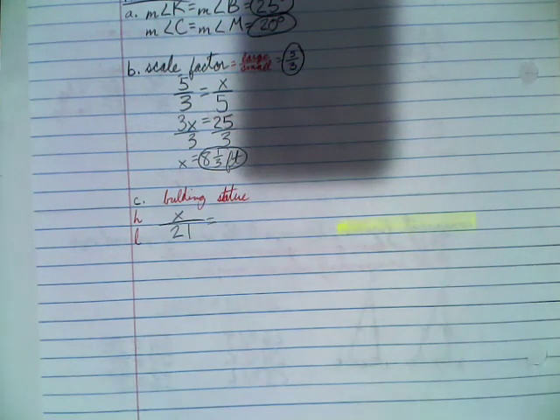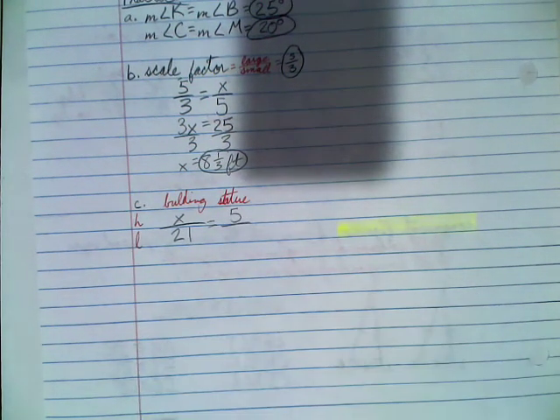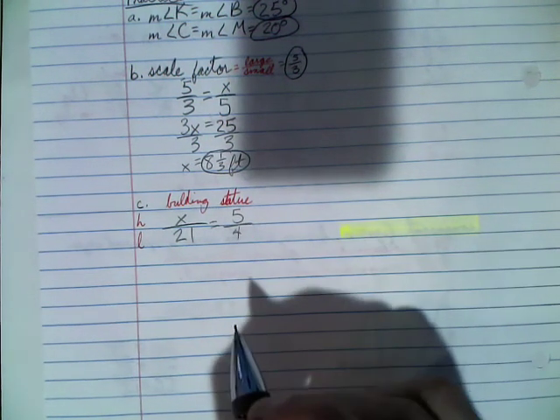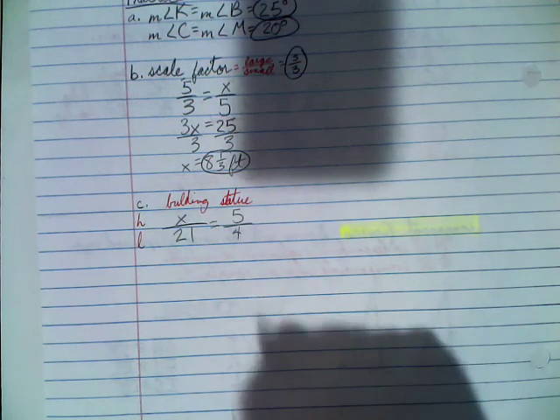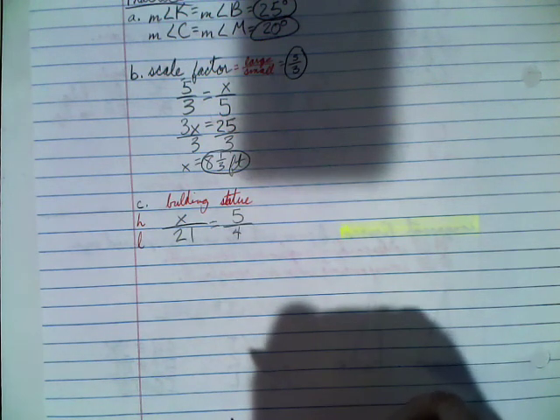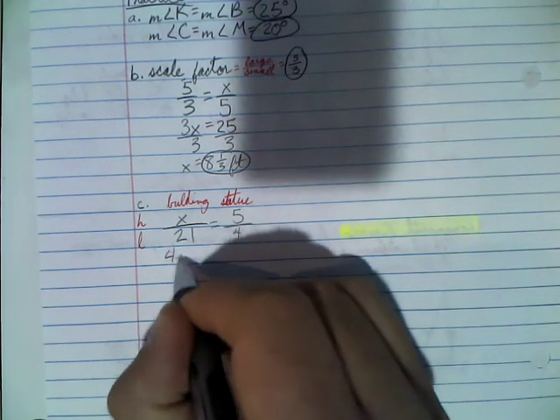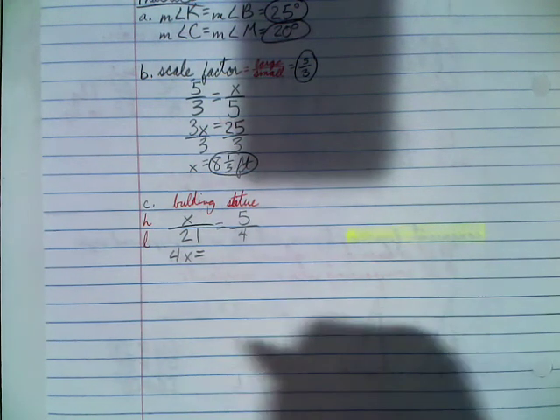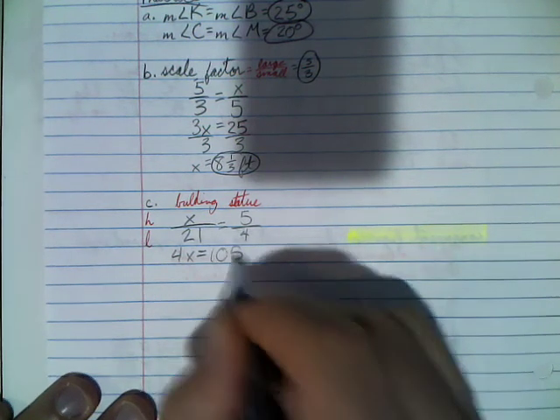Okay. For my next ratio, the statue then, the height of the statue is only 5 meters. And the length of its shadow is 4. So now, let's cross multiply to solve. So if I cross multiply here, 4x is what I'm going to get first. On the other side, 21 times 5. Well, I know 5 times 20 is 100, plus one more group of 5, 105.